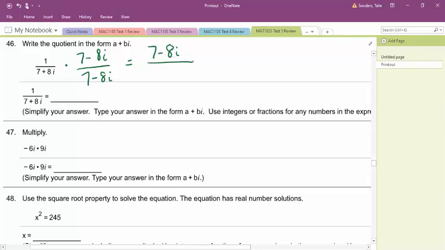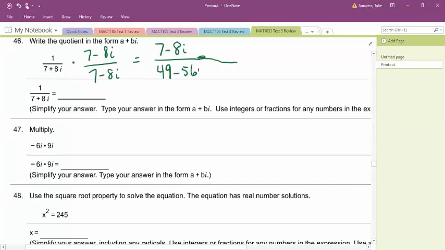But in the denominator, we're going to need to go ahead and FOIL. So what is 7 times 7? 49. And then 7 times negative 8i. Negative 56i. And then 8i times 7. Positive 56i. Good. And then the last term, positive 8i times negative 8i. Negative 64i squared. Good.